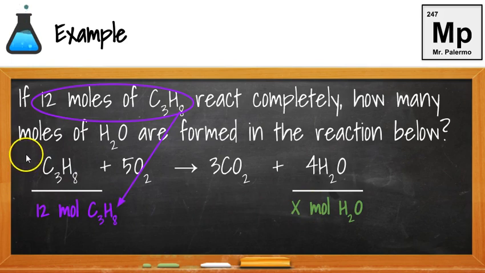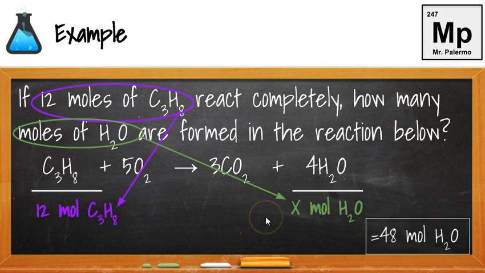When we cross multiply, 1 times X is X. 4 times 12 gives us 48 moles of water. Again, check our ratios. So we have a 1 to 4 ratio, and so this is 12 and this is 48. Divide both by 12 and we get a 1 to 4 ratio.